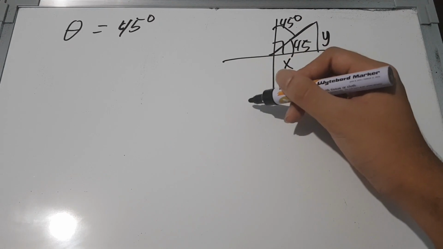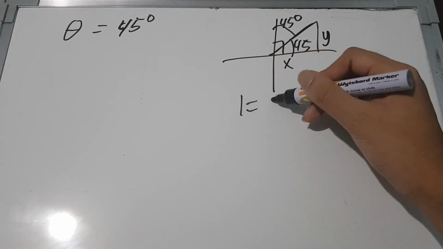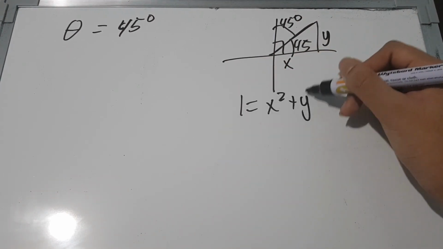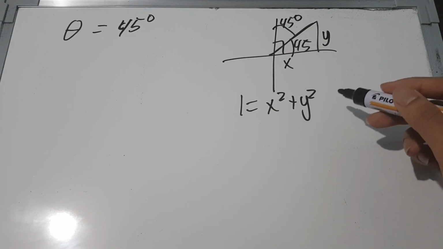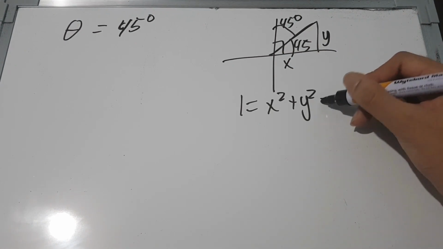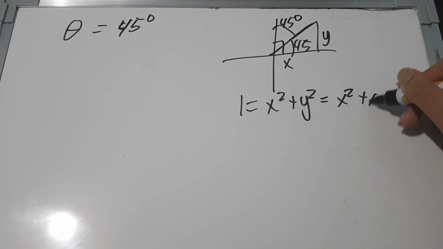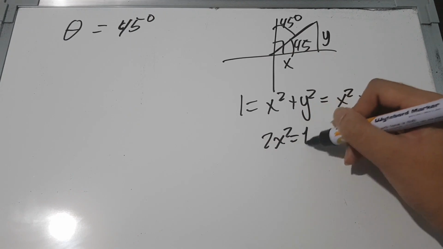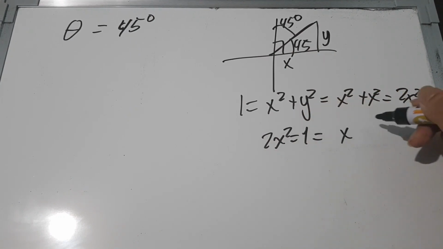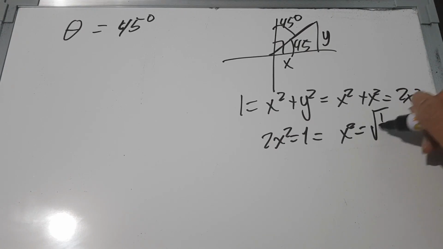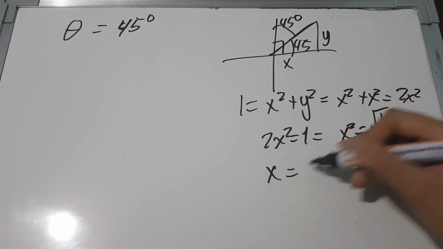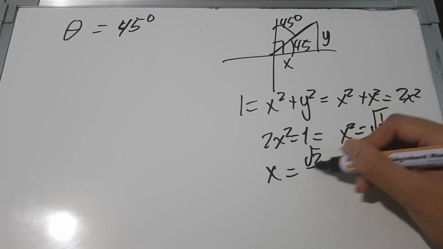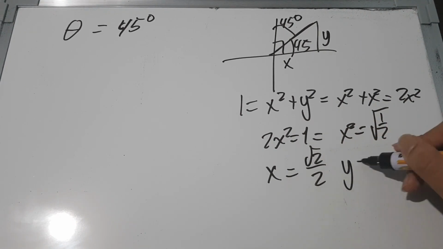With this in mind, we can use this in the equation x squared plus y squared equals 1, and represent y with x, or vice versa, wherein x squared plus x squared will be 2x squared. Then 2x squared equals 1, which will be x squared equals 1/2. x will be equivalent to square root of 2 over 2. This also goes for y.